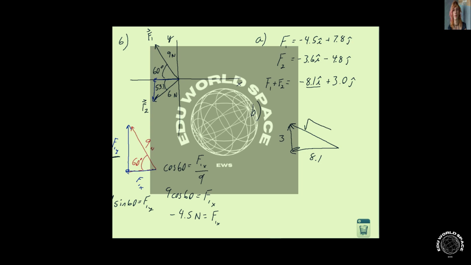So using Pythag, we're looking at the square root of 3 squared plus 8.1 squared. That is going to give us 8.6 newtons for the magnitude of the resultant force. They don't ask for the direction, but you could go ahead and do an inverse tangent, 3 divided by 8.1, and that's going to give you the angle there. All right, there you have it.